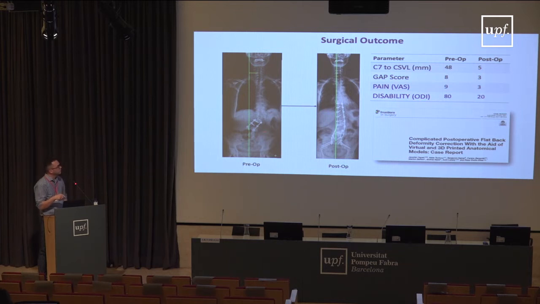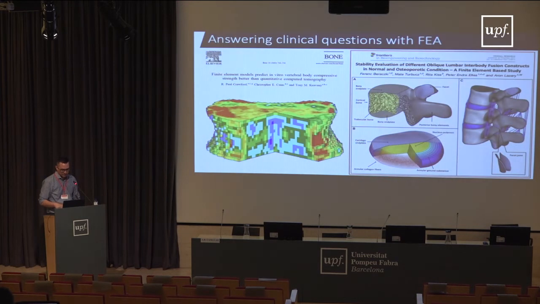And here you can also see that this PSO was asymmetric because we wanted also to realign the spine in the coronal plane. So this is the coronal alignment. So we were able also to publish this as a case report to emphasize the importance of patient-specific surgical planning using 3D models. On the other hand, we have other clinical questions where patient-specific models are not required.